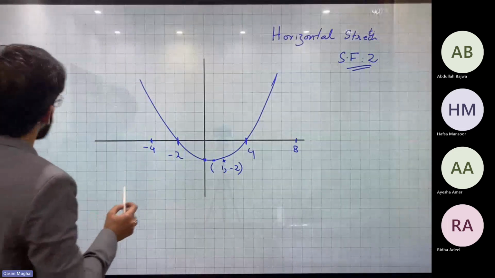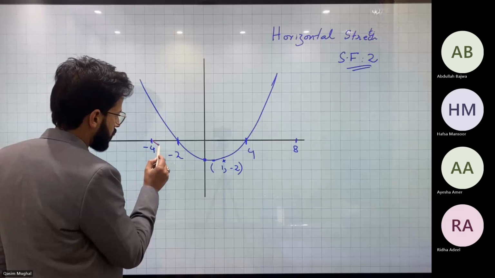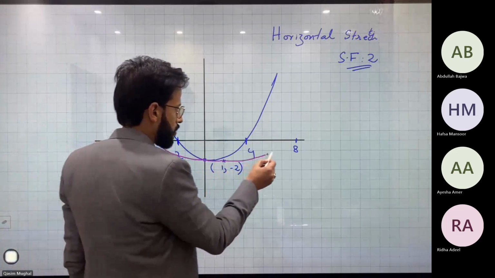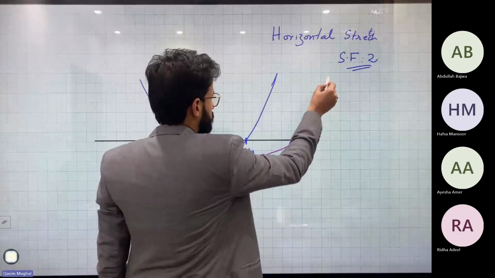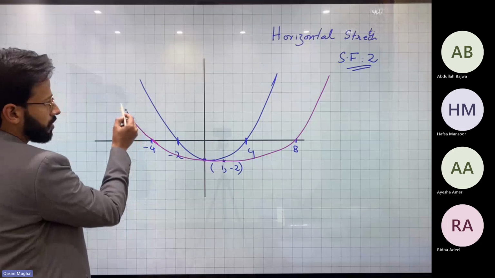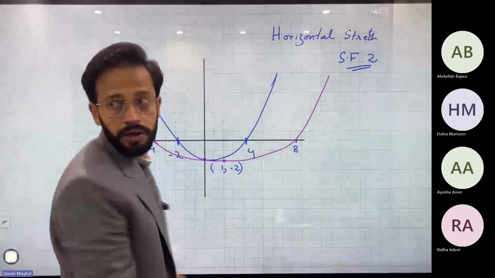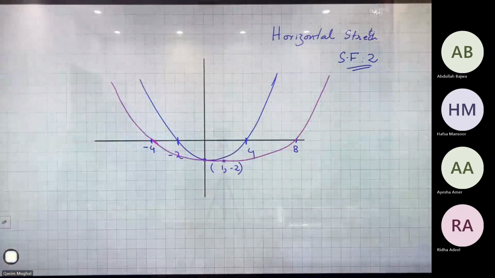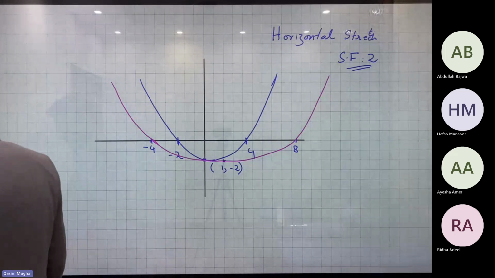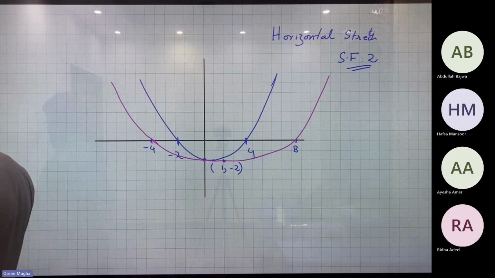Maybe use a different pen here. It almost looks flat from the lower end because we have stretched it horizontally. This was just to give you an idea of what happens to the graph and how you're going to do it.